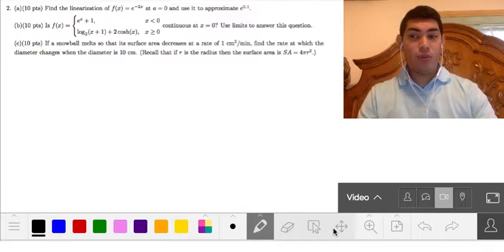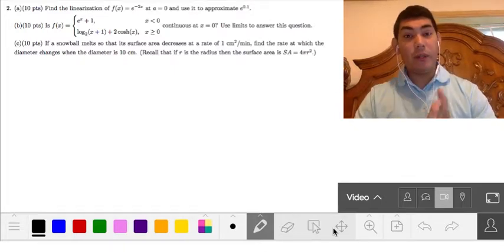This is question 2 of Calculus 1 from Spring 2016 from CU Boulder. So now we're going to be discussing problem B, which states the following. Is f of x equal to e raised to the x plus 1 when x is less than 0, and logarithm base 2 of x plus 1 plus 2 hyperbolic cosine of x when x is greater than or equal to 0, continuous at x equals 0? Use the limit to answer this question.